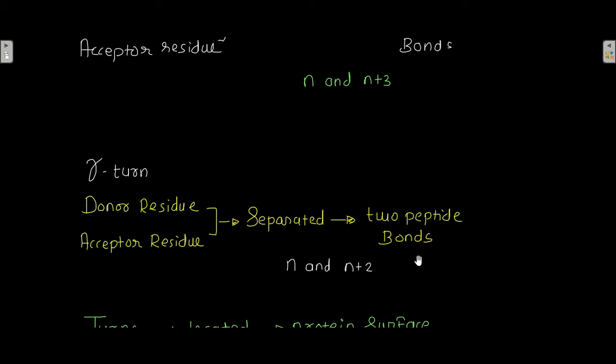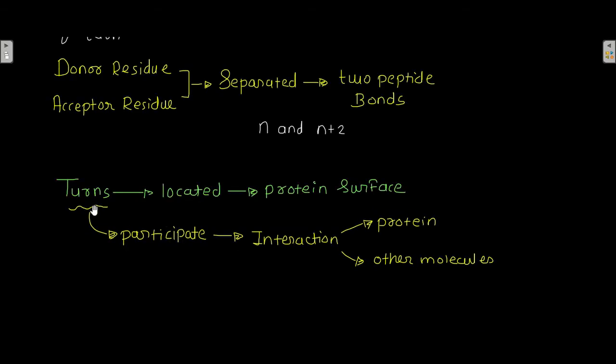Now these turns are located on the protein surfaces, and that is the reason why they are involved in the interaction between the protein and other molecules. Okay, when a protein interacts with other molecules, the turn is the structure which is interacting. It is participating in the interaction.